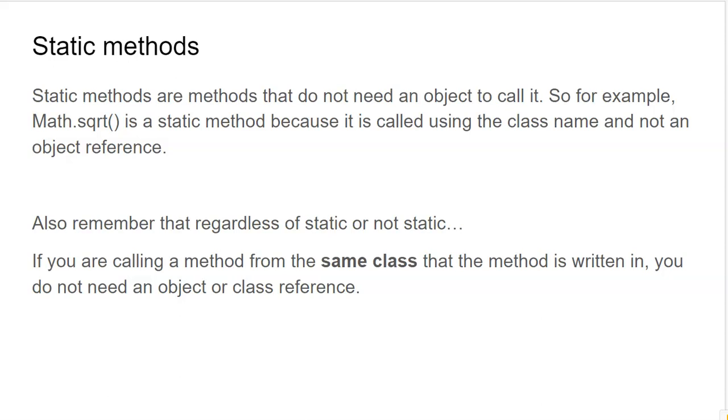You can just call it by saying Math, which is capital M Math, the name of the Math class, dot square root. Same with Math.random. All of these are static methods because they do not need object references to call them. Also, remember that regardless of static or not static, if you're calling a method from the same class that the method is written in, you don't need an object reference or a class reference. So if I was in the actual Math class, which you won't be because you don't have direct access to it, then you could just say square root.